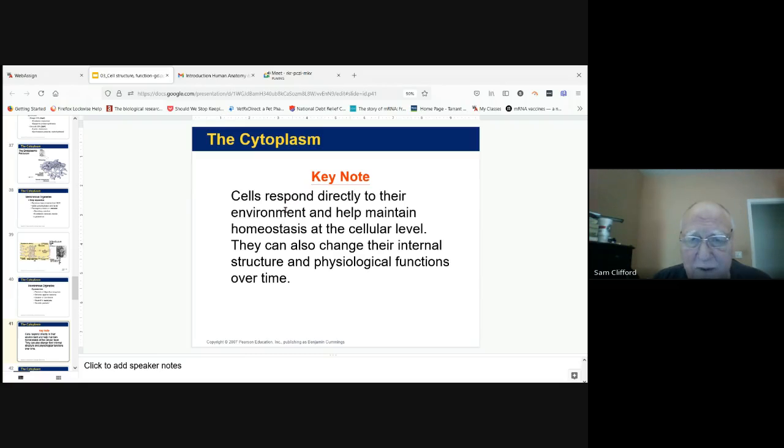Cells are in a particular environment based upon the size, charge, solubility of a substance. All those allow the cell to decide what goes into the cell and what goes out of the cell. So cells can change their internal structure and their functions over time.